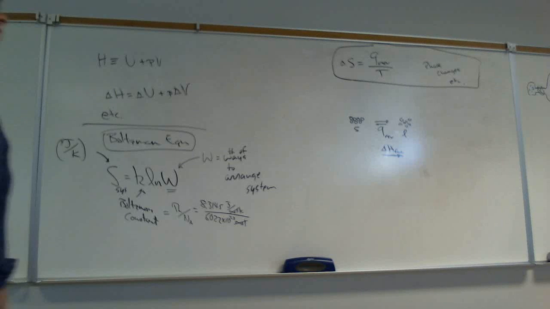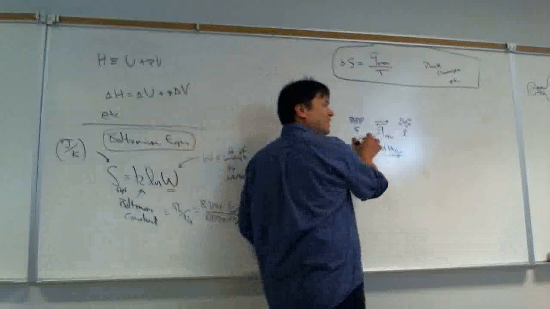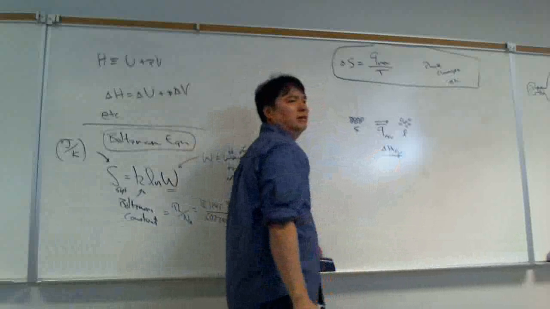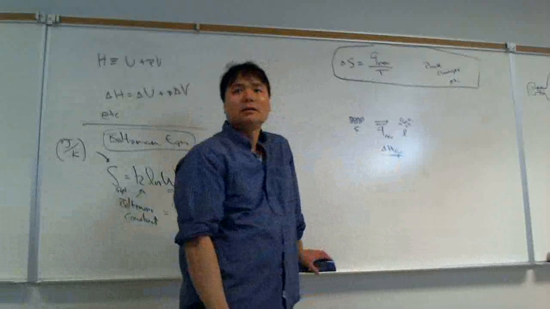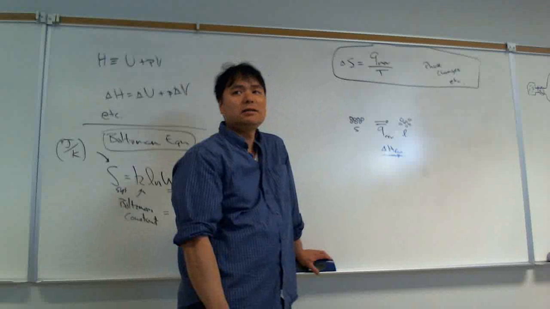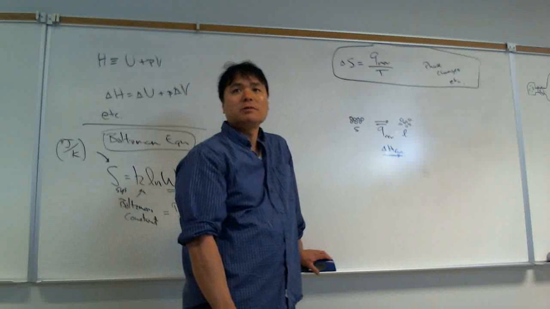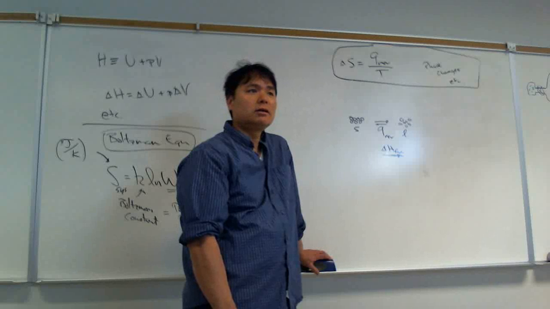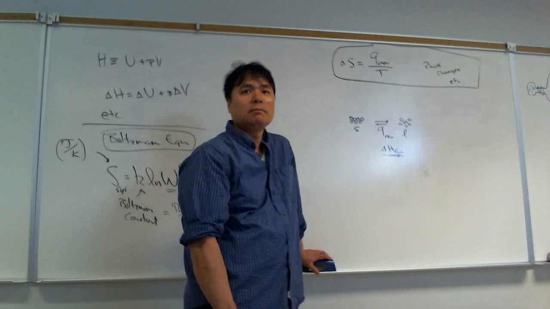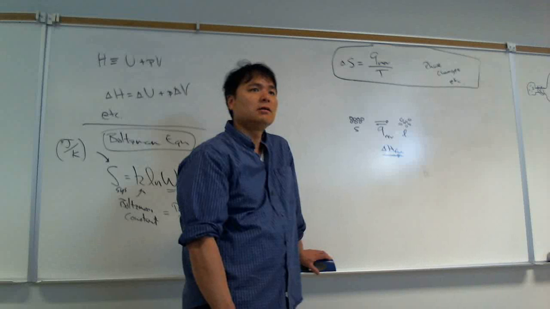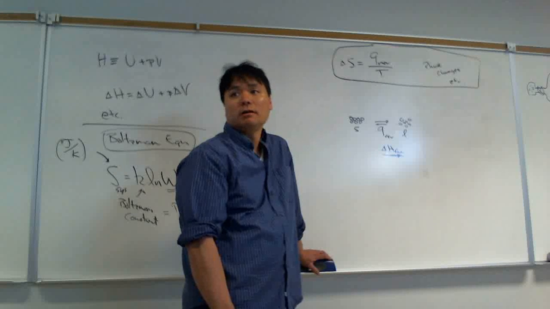Constant volume conditions. In other words, is delta H equal to Q sub V or Q sub P? Delta H is equal to Q sub P. Sometimes Q sub P and Q sub V are the same. When are Q sub P and Q sub V the same? When the system undergoes no volume change, either at constant pressure or constant volume, right?